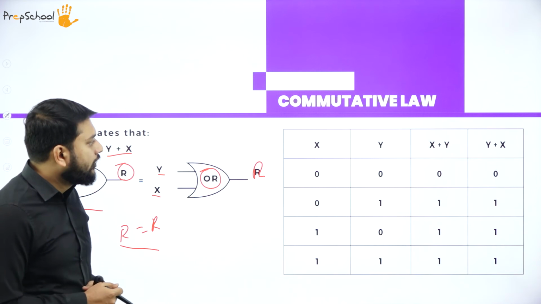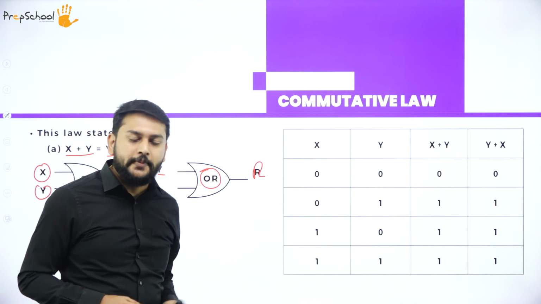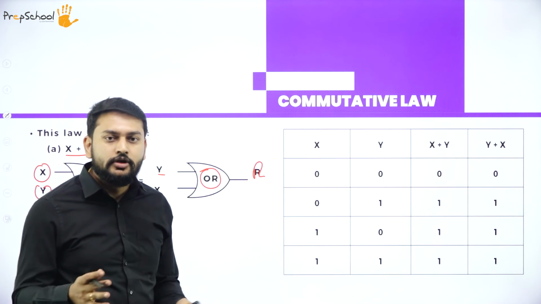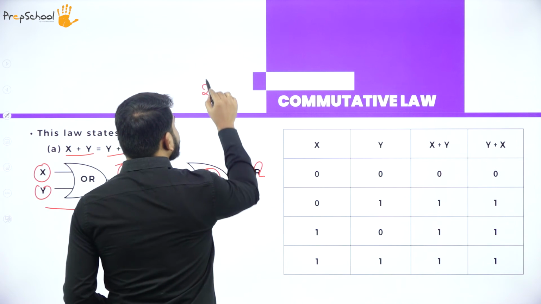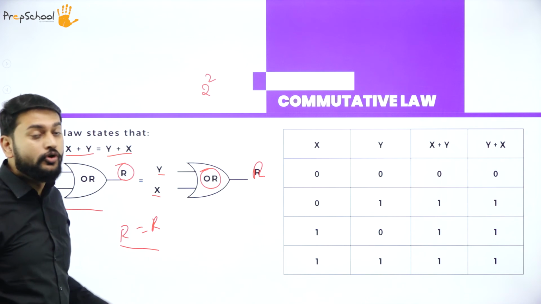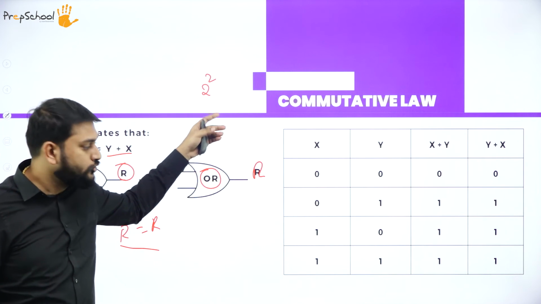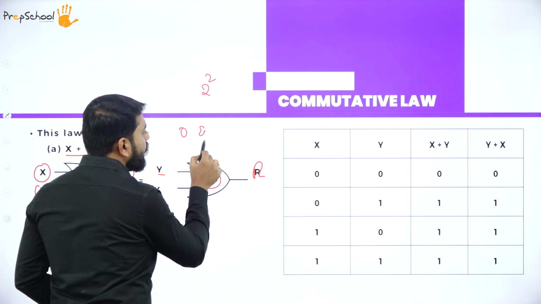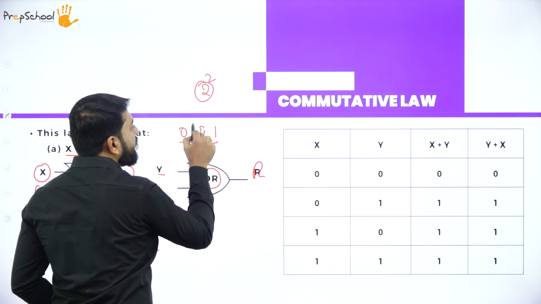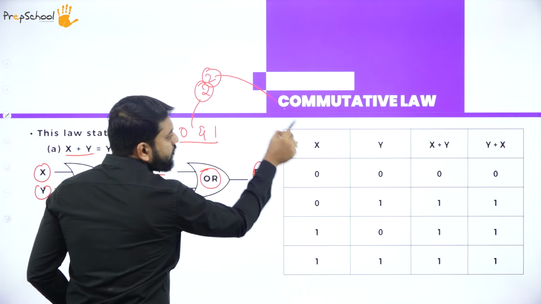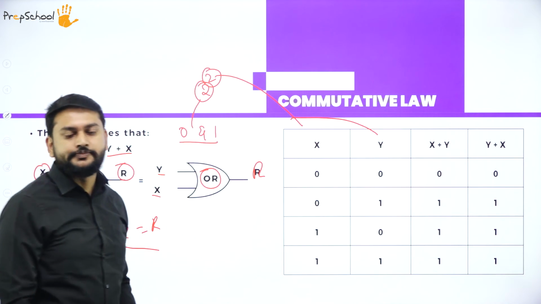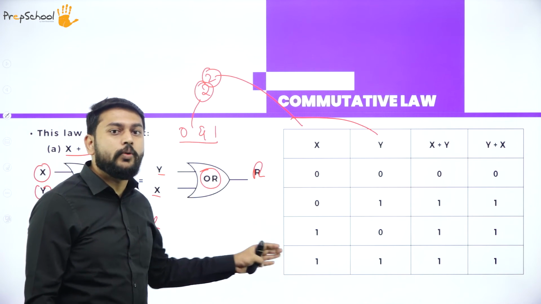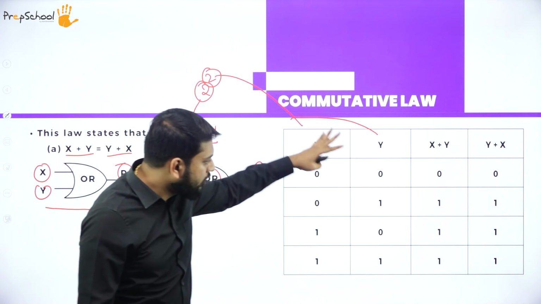Let me just take x and y. So I have 2 inputs, and you all know that means 2 to the power of 2. So how many combinations of inputs will you have? We'll have 4, because I will be dealing with 0 and 1. This 2 is because I have 2 inputs. So you will be writing the truth table 0, 0, 1, 1, 0, 1, 0, 1.